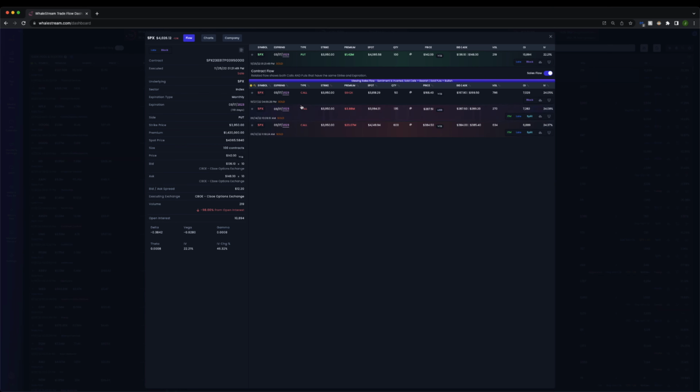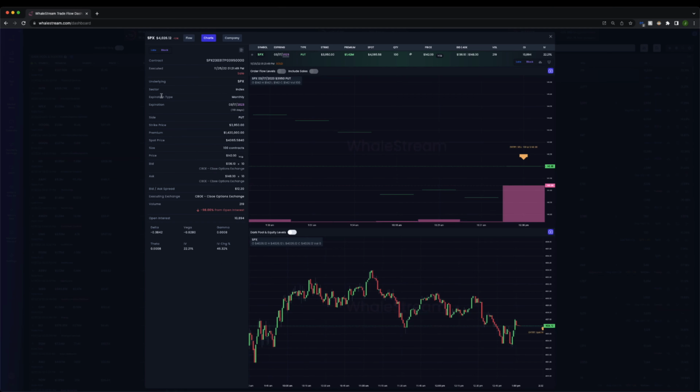Not necessarily if this is a call or a put. It'll show you calls and puts on the same strike and expiration date, so you can see related trades on that same strike and date. It'll also show you all these additional trade details, so you can get all the information on the trade as it was reported. And then you can click on the charts.